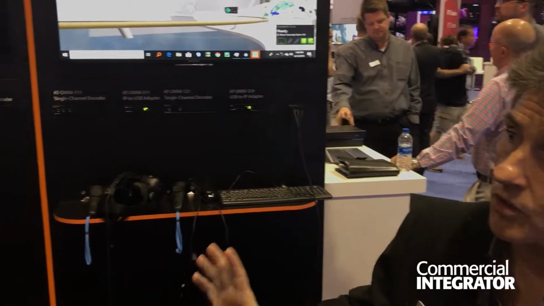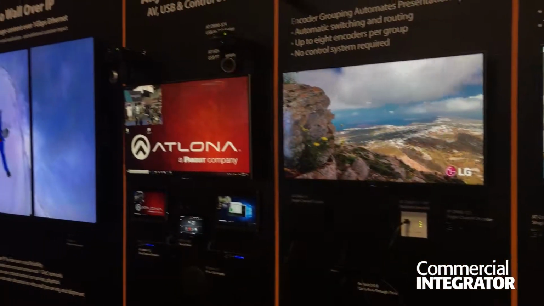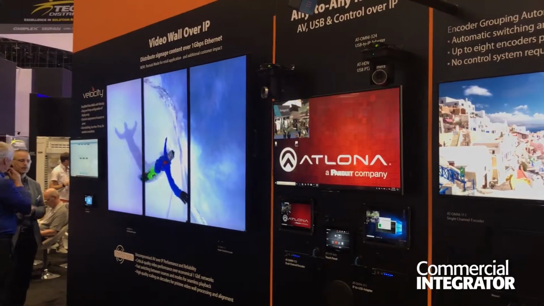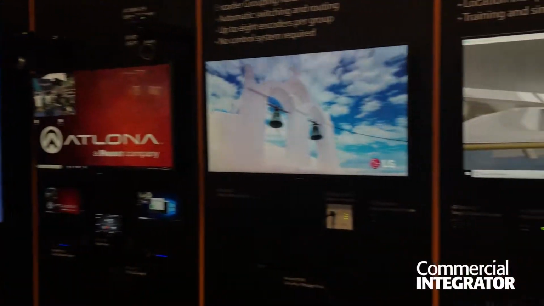The important thing about all of these OmniStream applications is creating a real-world environment in which we have multiple rooms all running AV over IP, USB over IP, and control over IP, all on the same 1 gig managed network backbone.